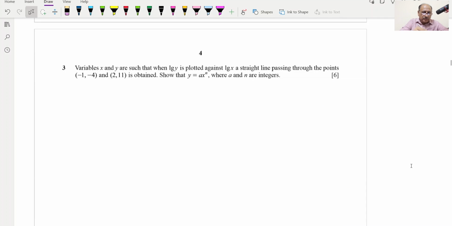Now question number 3 says variables x and y are such that when log y is plotted against log x, a straight line passing through the points given is obtained. Show that y is equal to ax raised to n, where a and n are integers.